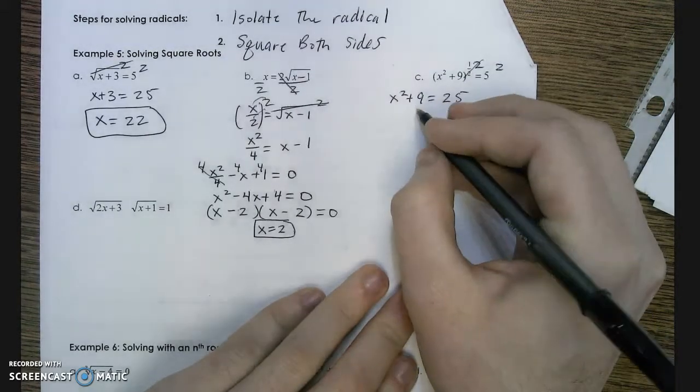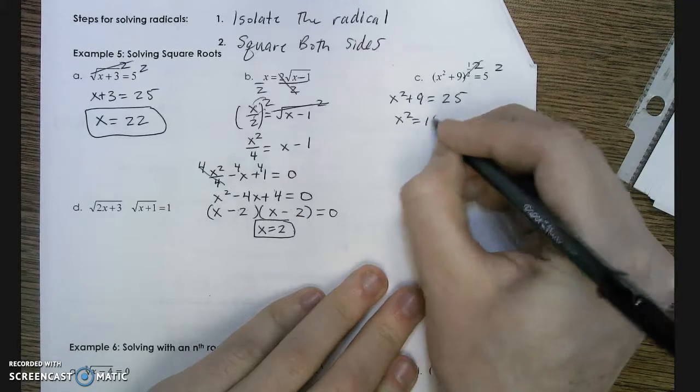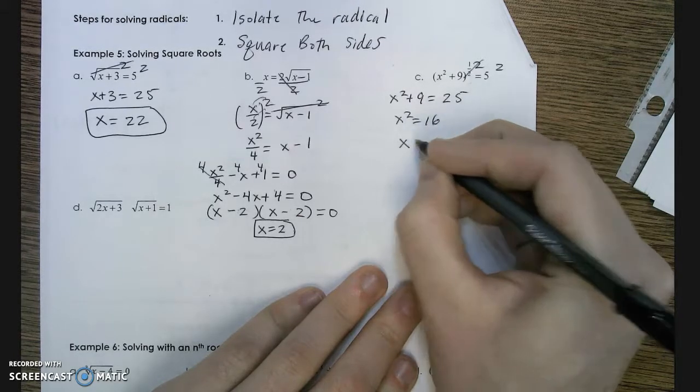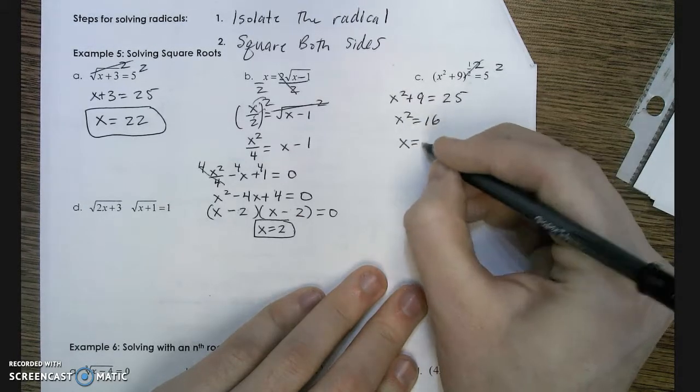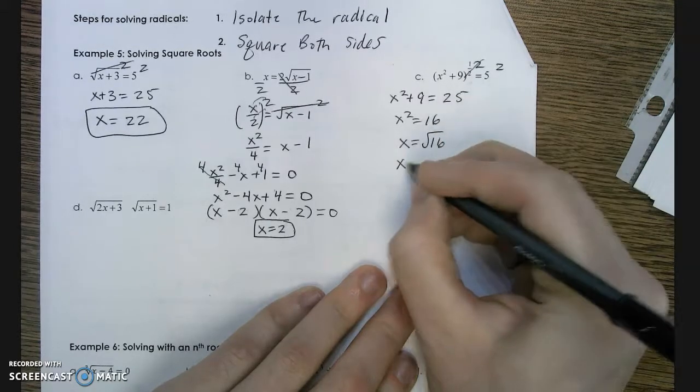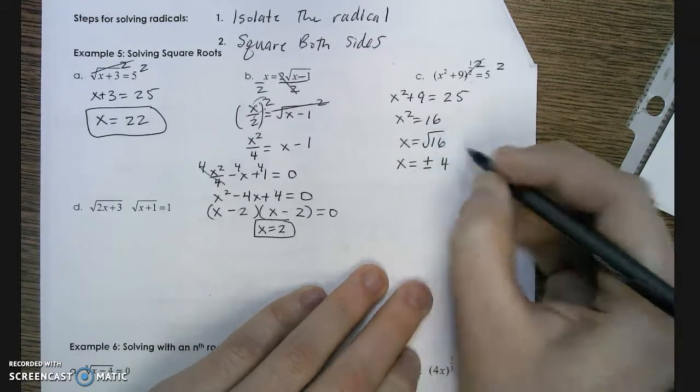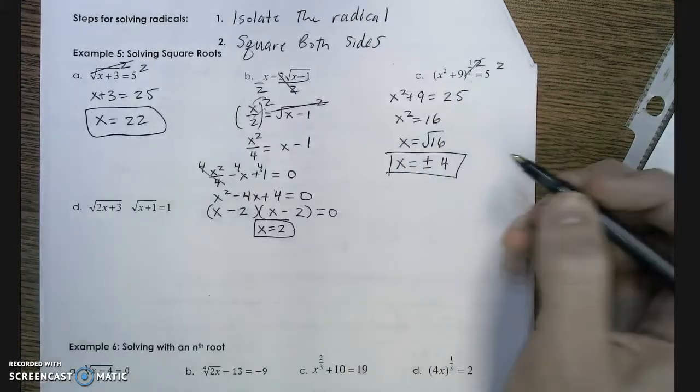And then you subtract 9 to the other side and take the square root. And since you are taking a square root that wasn't originally there, you get 2 answers. You get positive and negative 4.